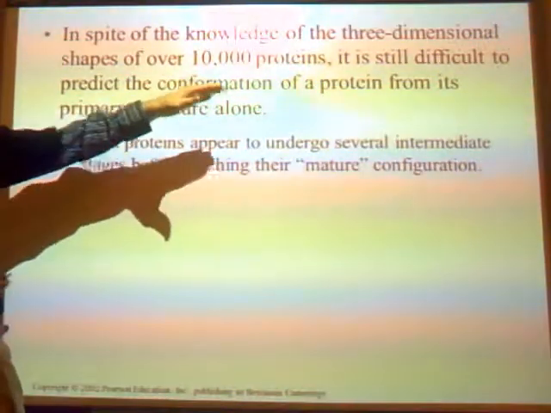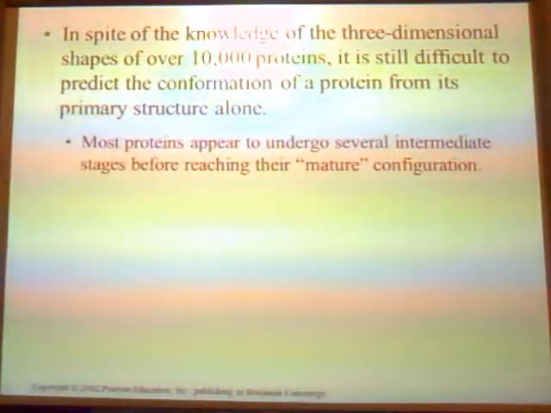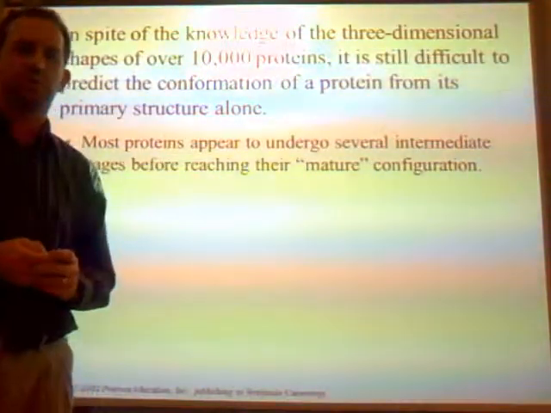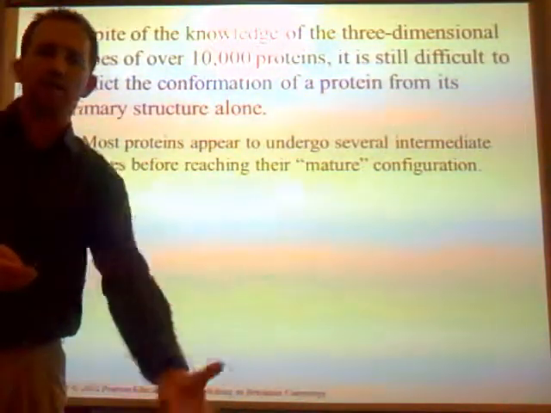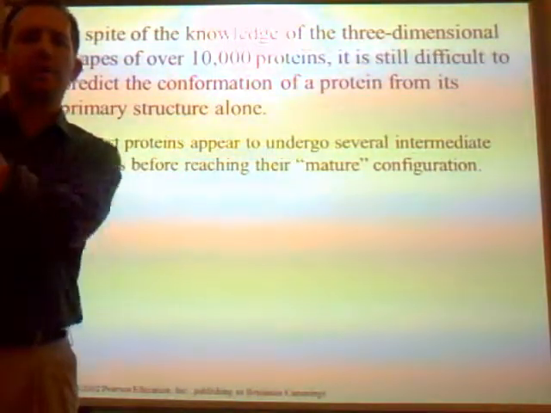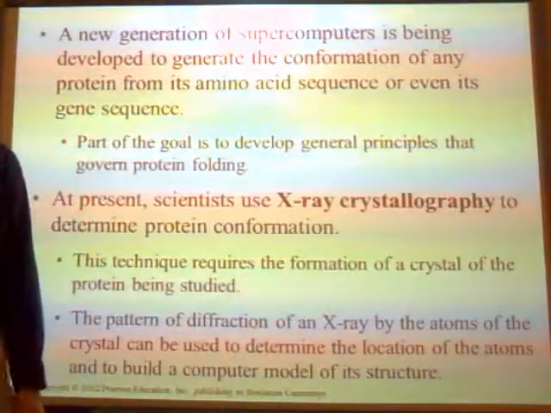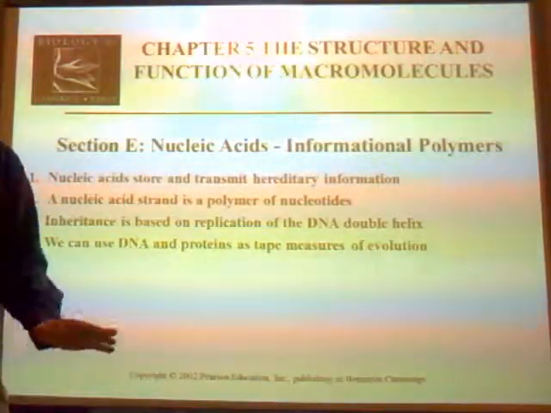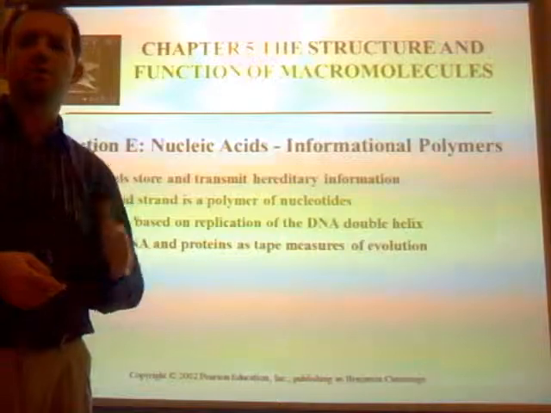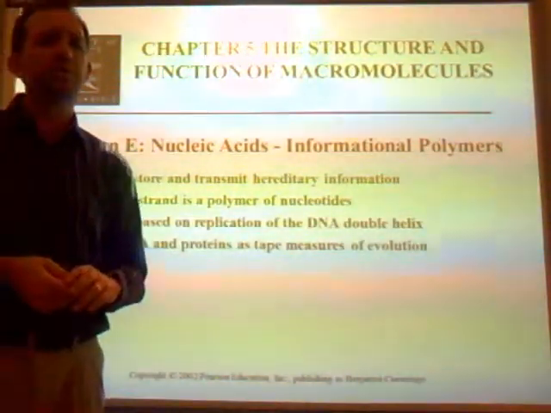In spite of the knowledge of three-dimensional shapes of over 10,000 proteins, it is still difficult to predict the conformation of a protein simply from its primary structure. Okay, because there's a whole lot of things that can take place as you move to secondary, tertiary, and on into quaternary levels of structure. Moving through the last 3 slides rather quickly, just read over that, and if you have any questions, we'll talk about it, some things that I'm not going to be too concerned about on your test.